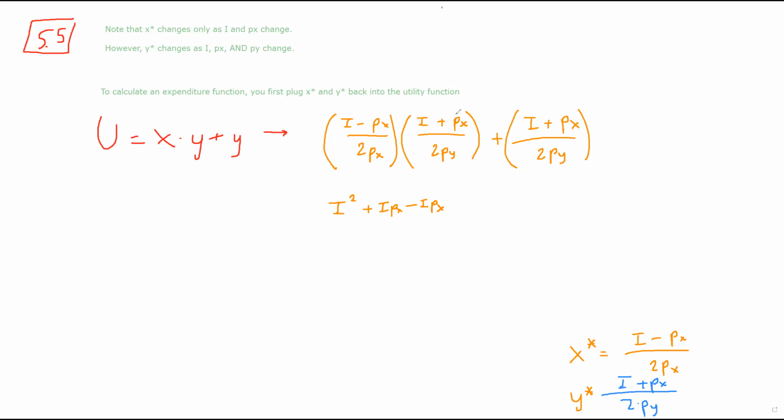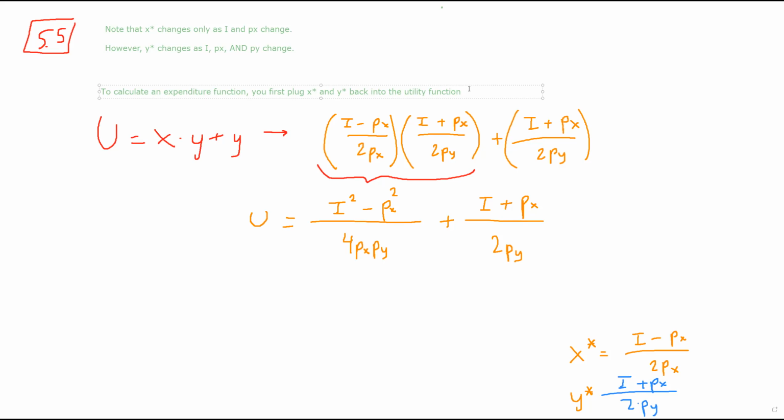You could say plus IPX and then minus IPX. But the nice thing is that this is what's called a difference of squares, so that when I distribute the I minus px to the I plus px, those two terms in the middle just cancel. So there's no point writing them at all. What I do get, though, is a minus px squared. This is all divided by 4px py. That's what this entire chunk of terms comes out to be. But don't forget, I still have a plus (I plus px) over 2py.